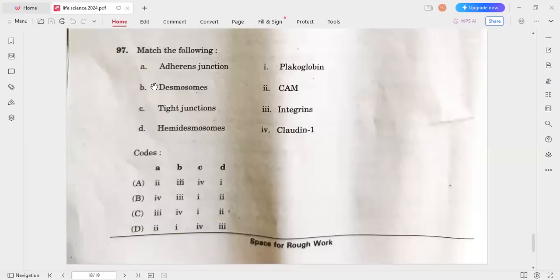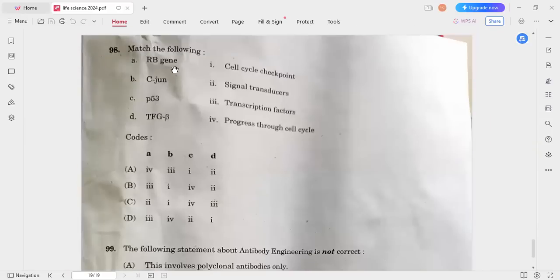Now move on to the next question, question number 98. This one is also match the following. Some tumor suppressor genes are there: retinoblastoma gene, C-Jun, P53, TGF beta. The correct answer for question 98 is option D. That is retinoblastoma gene, transcription factor; C-Jun, progress through cell cycle; P53, signal transducer; then TGF beta, cell cycle checkpoint.